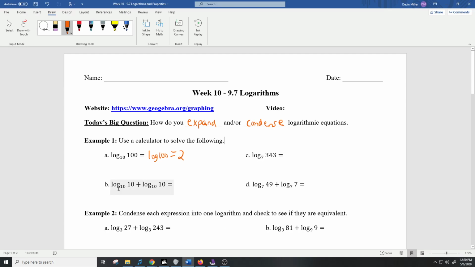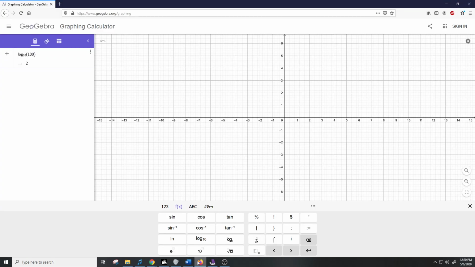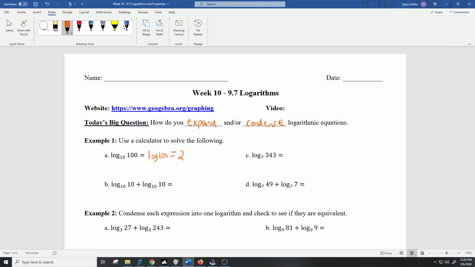Going down to part B, log base 10 of 10 plus log base 10 of 10. So let's plug one of these in. Let's do them separately. Log base 10 of 10 first. So log base 10 is already up there. Let's change this to 10. So that means it's going to be 1. So this part is just the number 1. Plus, if we do it again, we already know what it is, 1, equals 2.